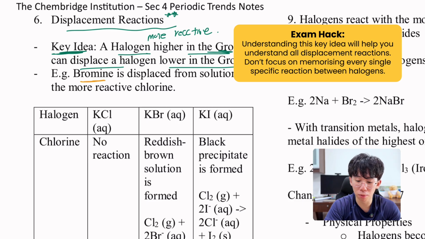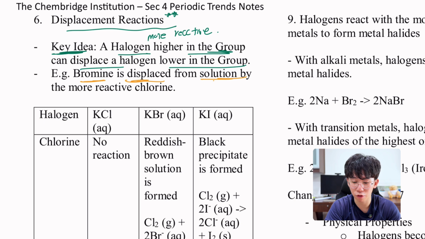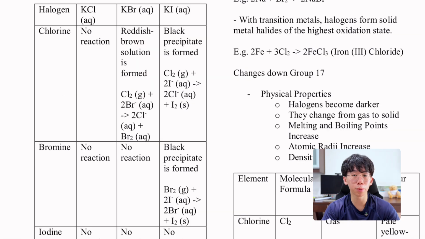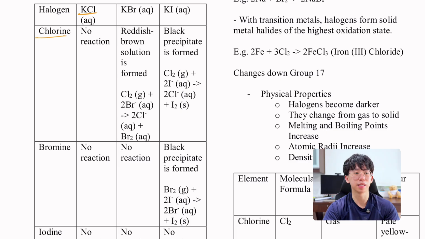So for example, bromine can be displaced from a solution by the more reactive chlorine itself. So here we have a table that you absolutely need to memorize, of all the reactions between your halogens and potassium with a halogen inside, in other words the ionic halide form. If you look at chlorine with potassium chloride, since there's chlorine and chlorine, there's no displacement that happens because they are the same.